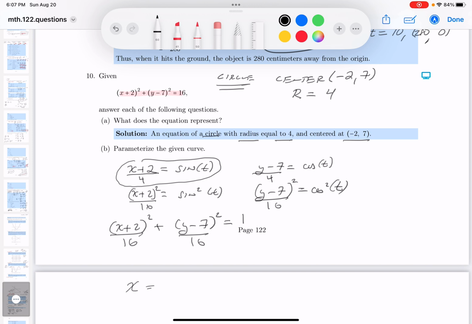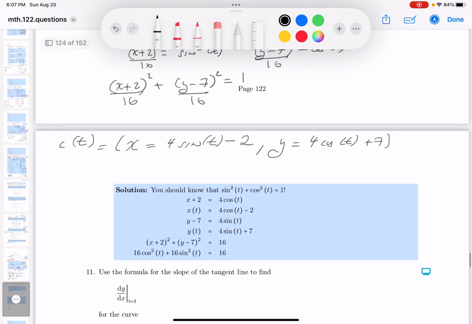What's x going to equal to? 4 sine of t minus 2. This is a function, I'm going to say, c of t. That's what the x function is, all right? What's the y going to be? Again, x is a function of t. Y is 4 cosine of t, plus 7. That's one parameterization of it.